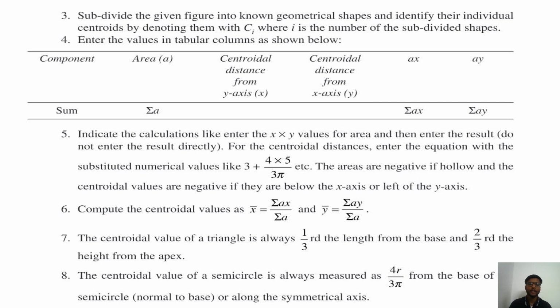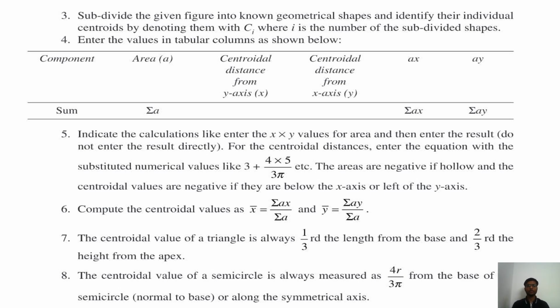Fifth, indicate the calculations: enter the x into y values for the area and then enter the result. For the centroidal distance, enter the equation with the substituted numerical values, like 3 plus 4 into 5 divided by 3. The areas are negative if hollow, and the centroidal values are negative if they are below the x-axis or left of the y-axis. Sixth, compute the centroidal values: x bar is equal to summation of ax by summation of a, and y bar is equal to summation of ay by summation of a.